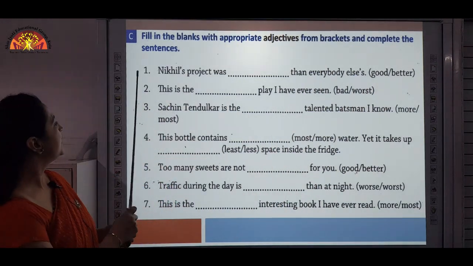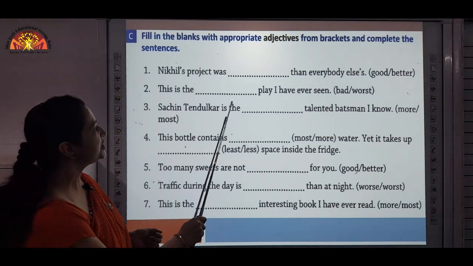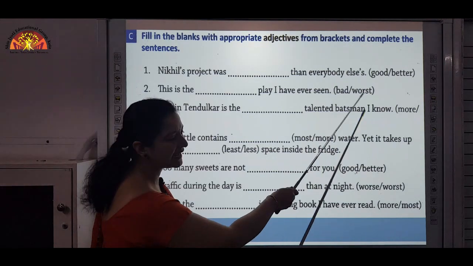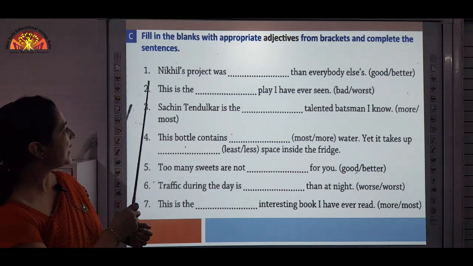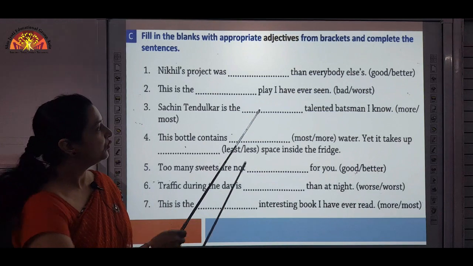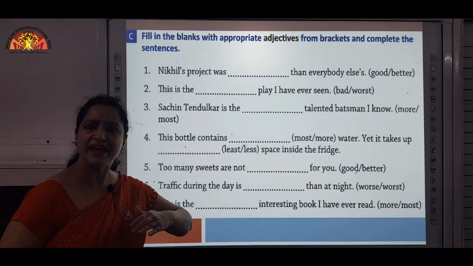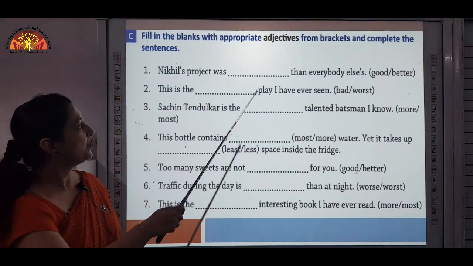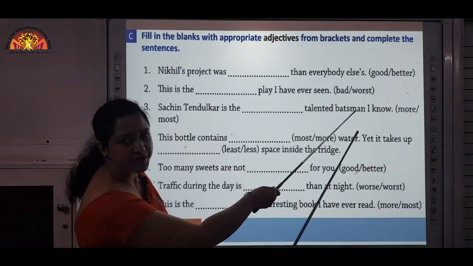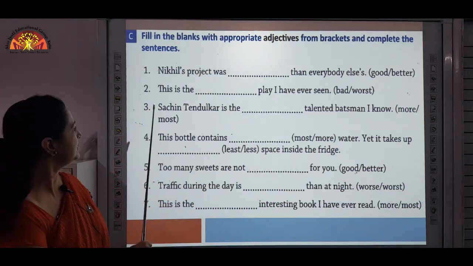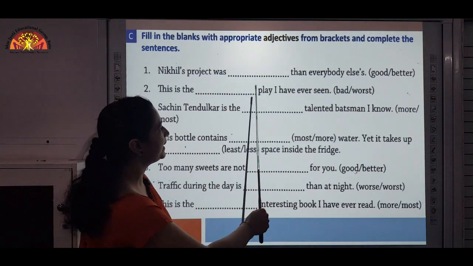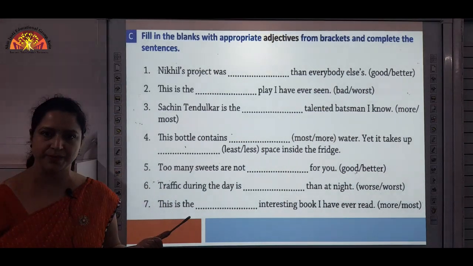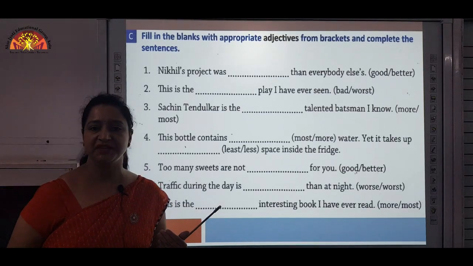Okay. Now number 2, this is the dash play I have ever seen. Now 2 adjectives are given here, bad and worst. Now here I am comparing a play with other plays which I have ever seen. All the plays which I have ever seen, I am comparing those plays with this play. So here we are using superlative degree of comparison. This is the worst play I have ever seen. So the rest of the sentences you will do by yourself and don't forget to cross check with the attached PDF of this video.